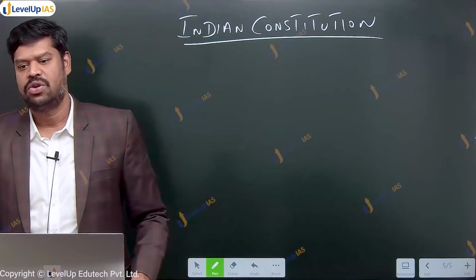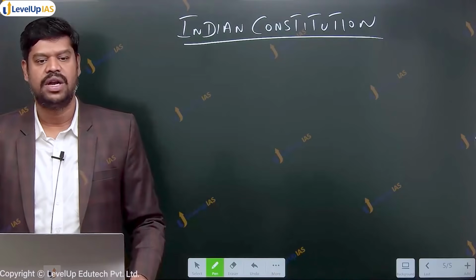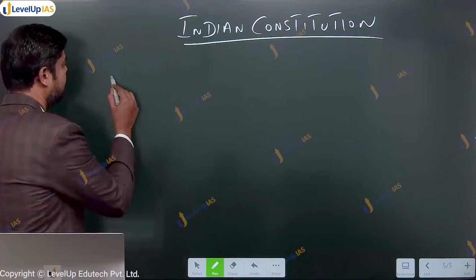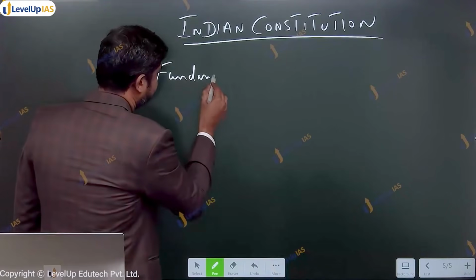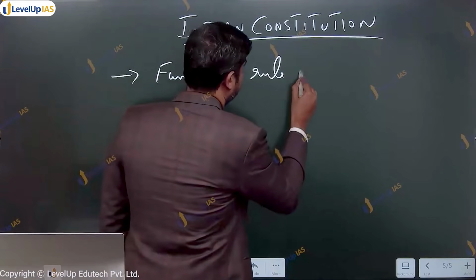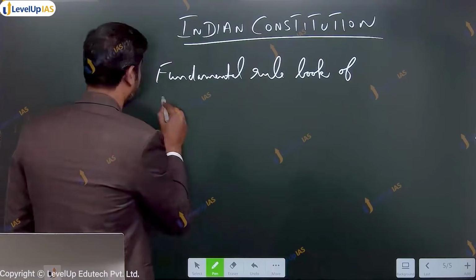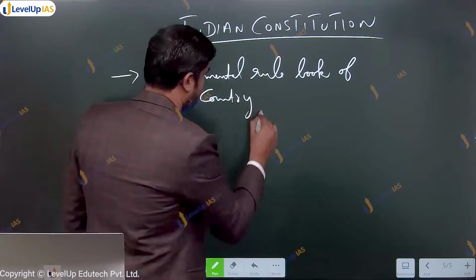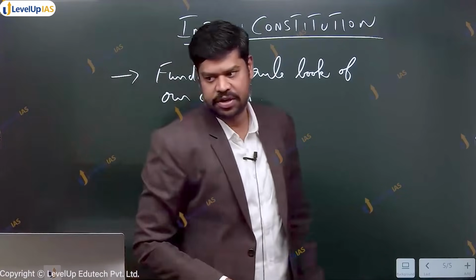So what is a constitution? To put it in a very simple way, the constitution is nothing but a fundamental rule book of the country. The constitution is the fundamental rule book of our country.